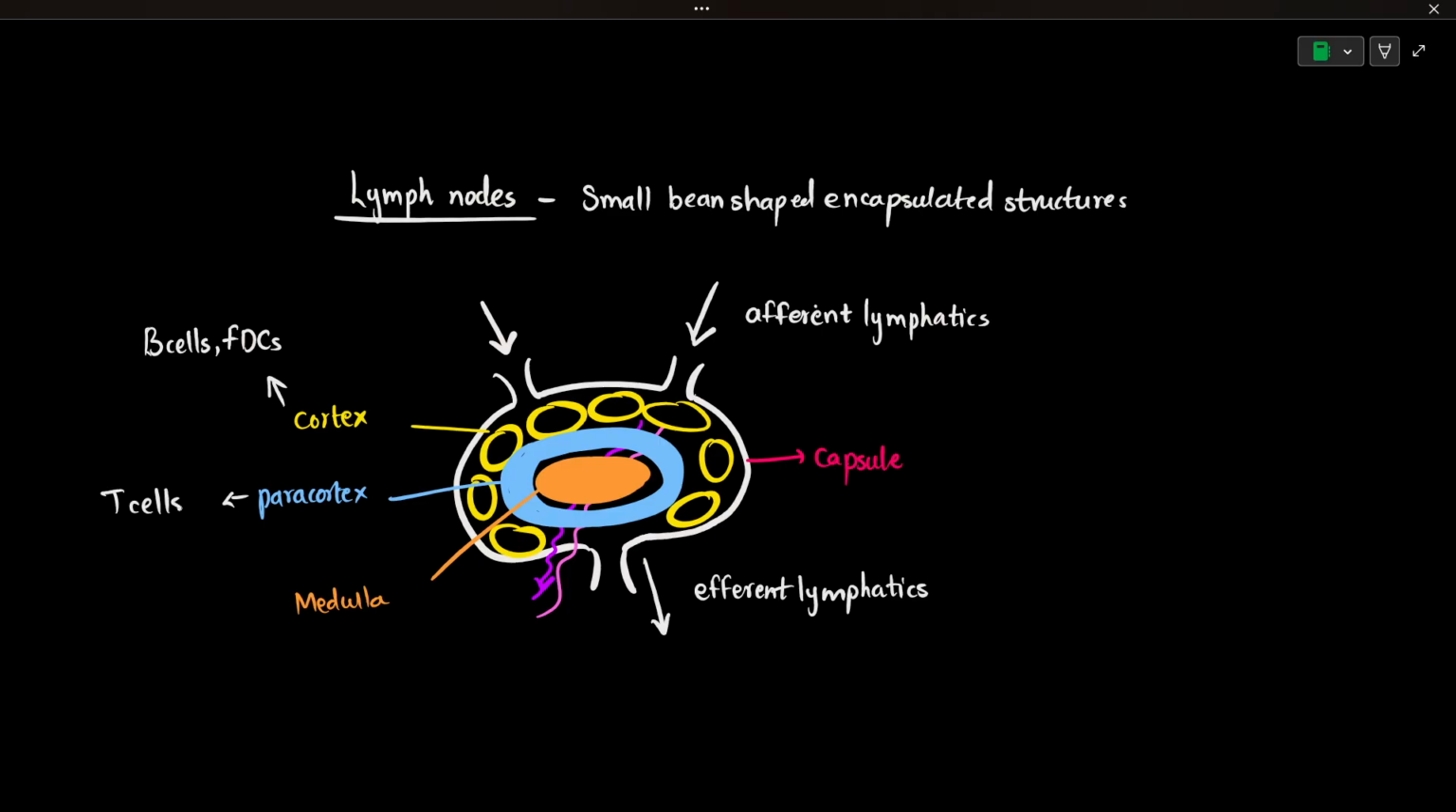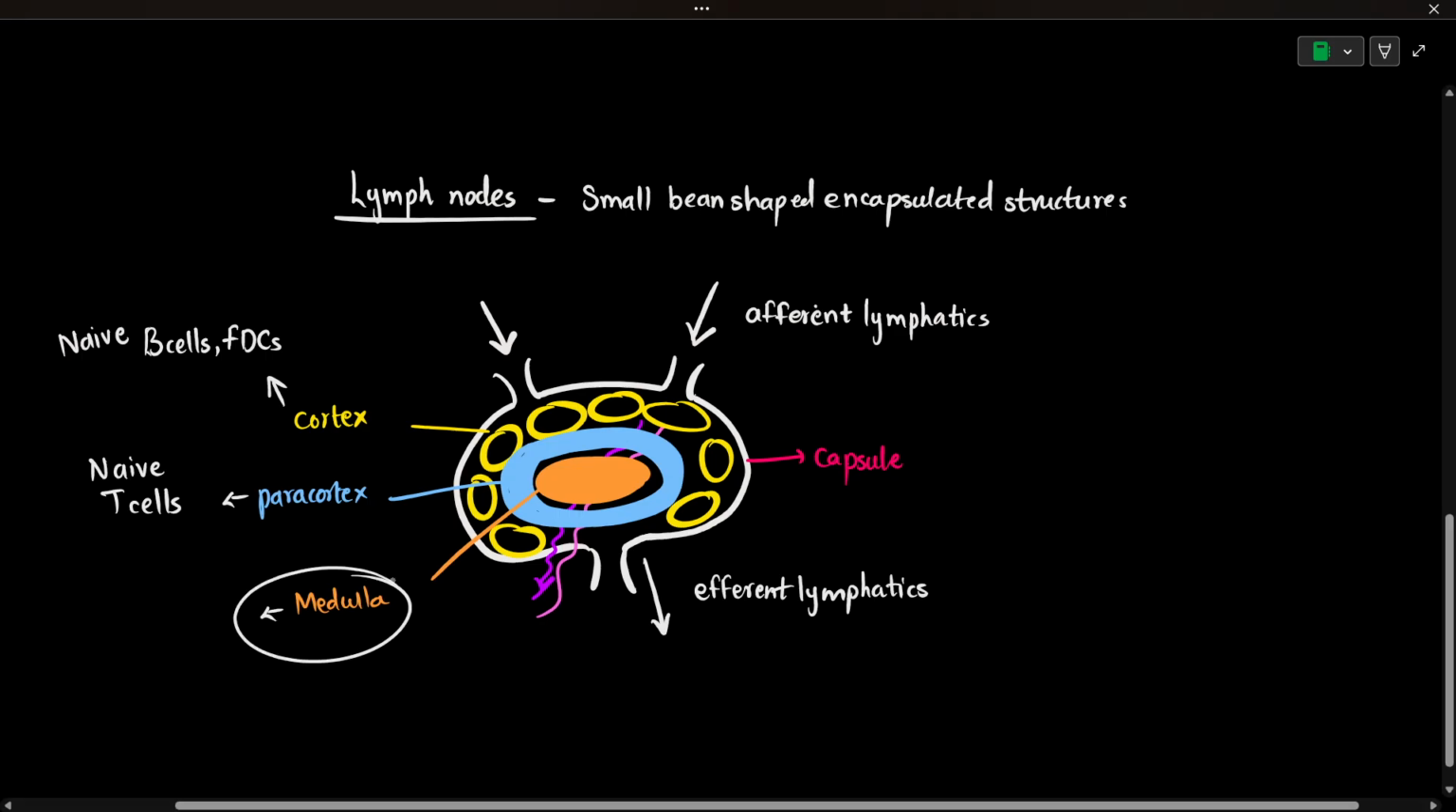So the cortex is the B cell rich region, whereas the paracortex is rich in T cells. The paracortex is going to have the naive T cells in it. The paracortex is the T cell rich region, and the medullary region is the one where other cells such as macrophages, and the plasma cells which are secreting antibodies, will be present.